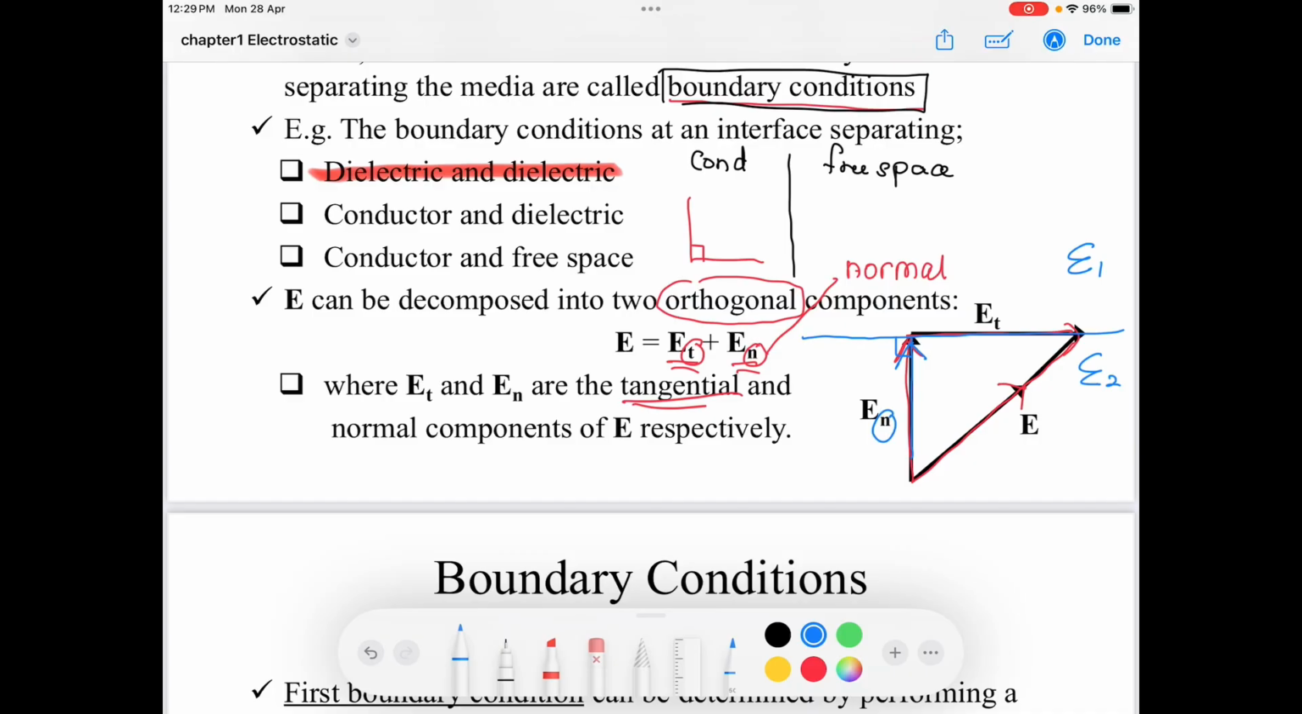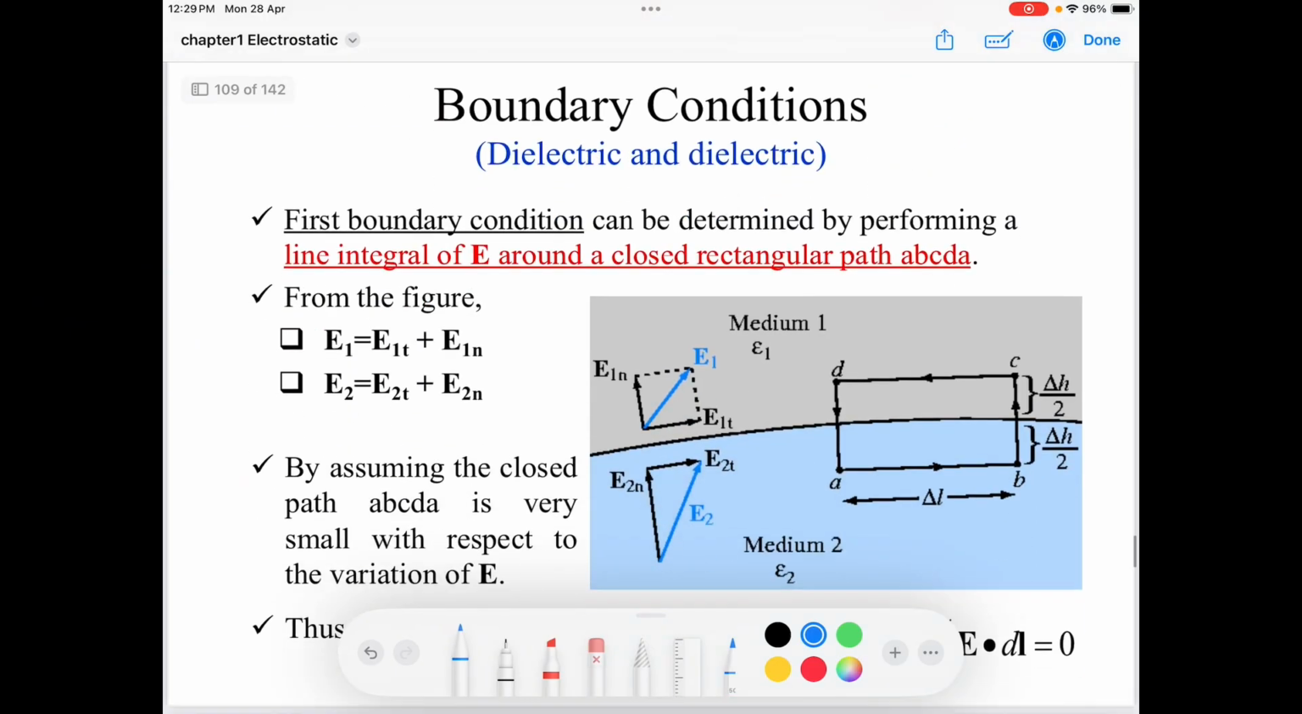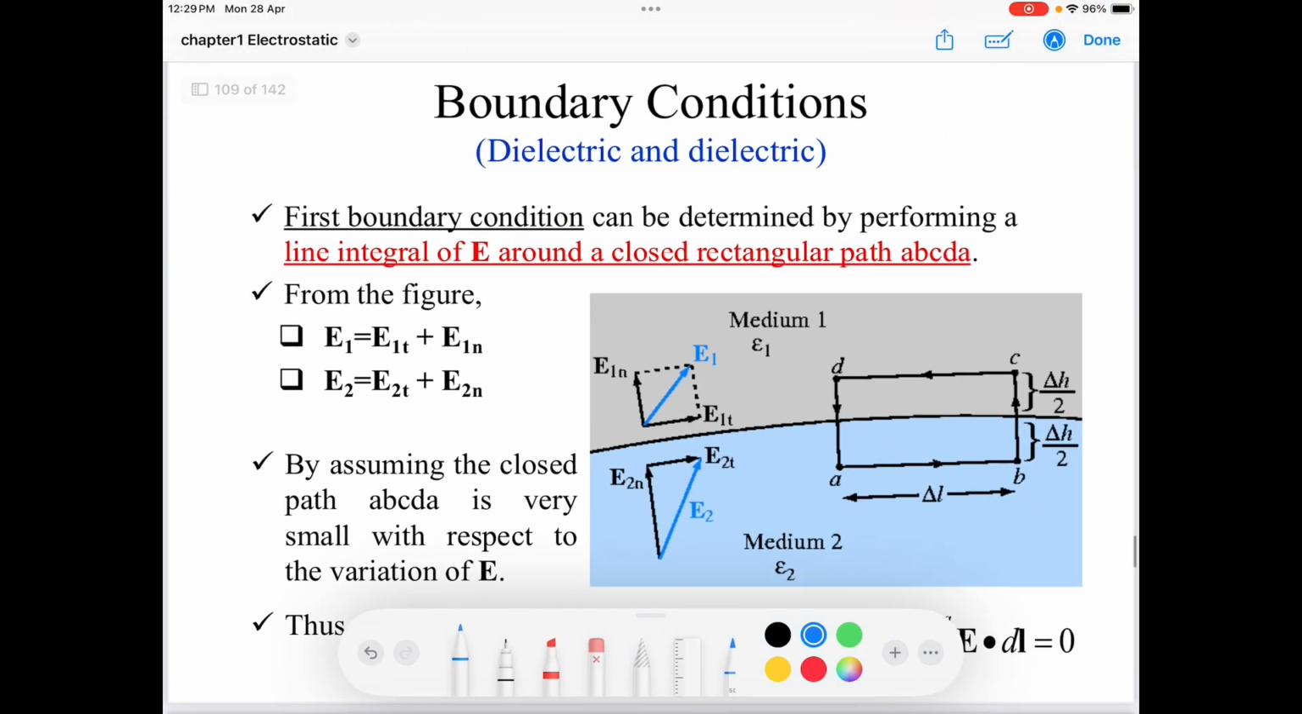Okay, on the other hand, if the electric field is at 0 degrees, parallel, we said that this is a tangential component. So we have to break it into tangential and normal components. Let's look at the derivations of the boundary conditions.